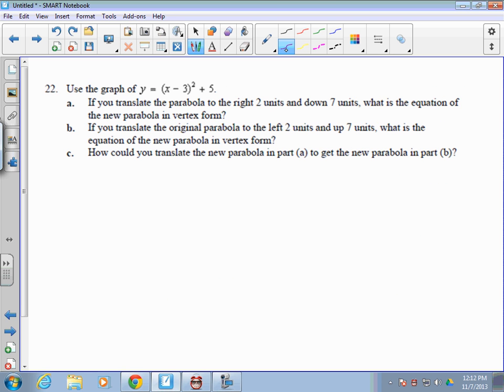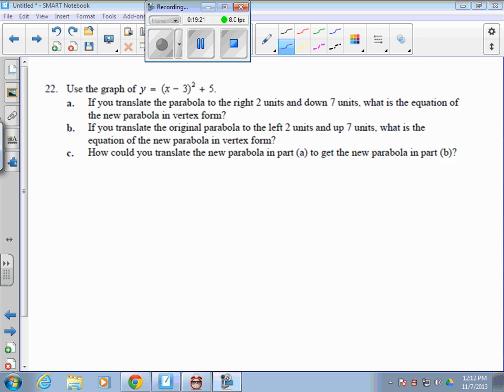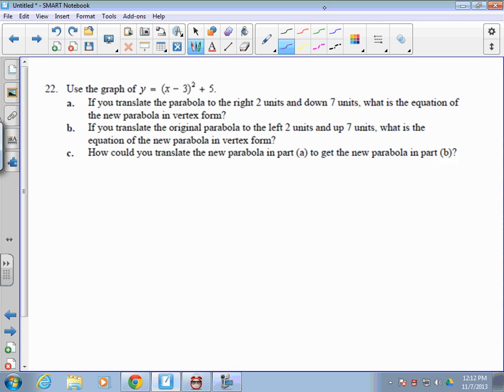Okay, so for number 2, it says use the graph of y equals (x minus 3) squared plus 5. You translate the parabola to the right 2 units and down 7 units. What's the equation of the new parabola in vertex form? If the vertex is the opposite of this, it's 3, and it's whatever this one says, so it's 5. There's your vertex, just how it's written. It says if you translate it 2 units down, this is the one that goes up and down, the y value.